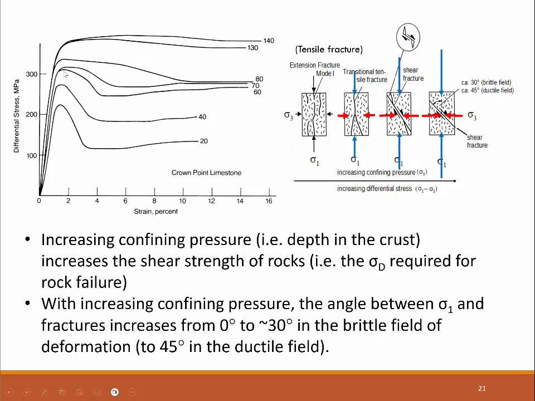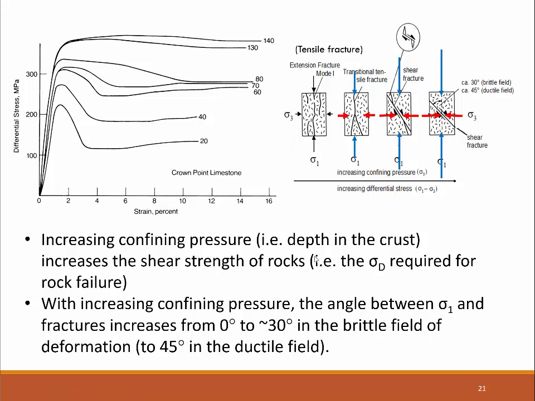The disappearance of the drop after the confining stress is also typical for ductile failure. Under these conditions, in the ductile field or at very high confining stresses, the angle between the shear plane and sigma 1 is at about 45 degrees. In the brittle field, the maximum is about 30 degrees, perhaps 35 degrees, depending on rock type.